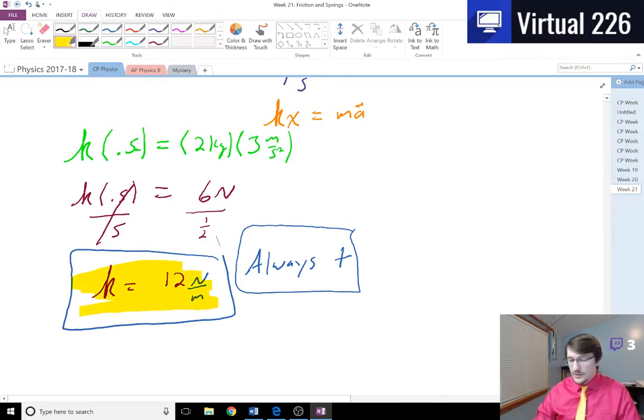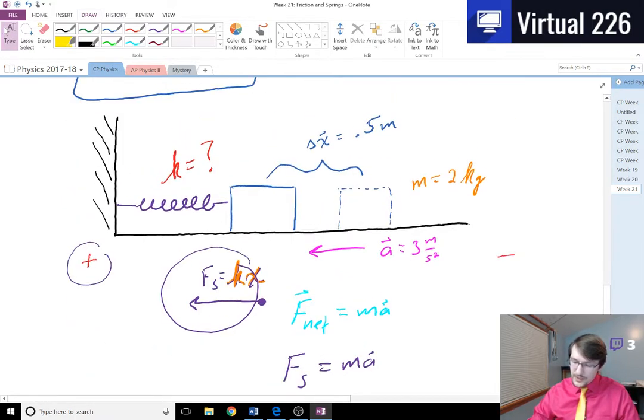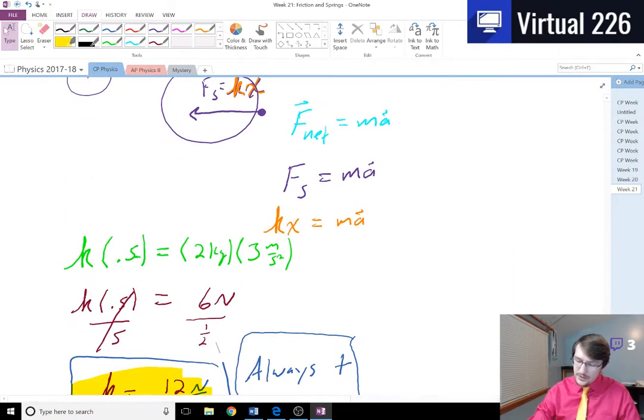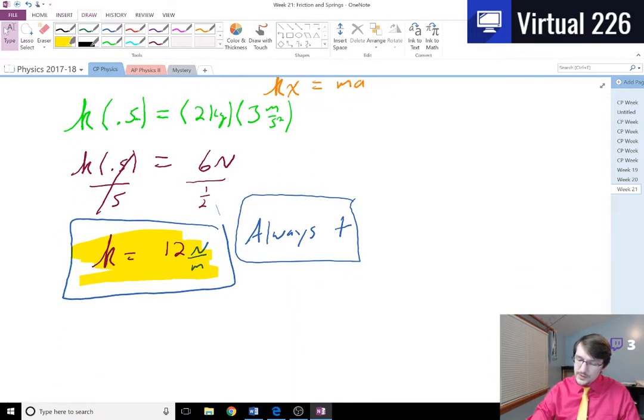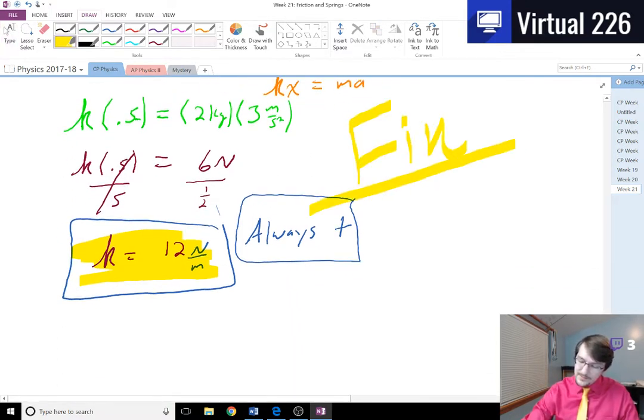Okay, so that's it. We're just setting up F equals ma, thinking about how an object moves. There's our spring force, there's ma, and from there it's just a substitution of kx, and we call it a day. So with that, this problem's finished.